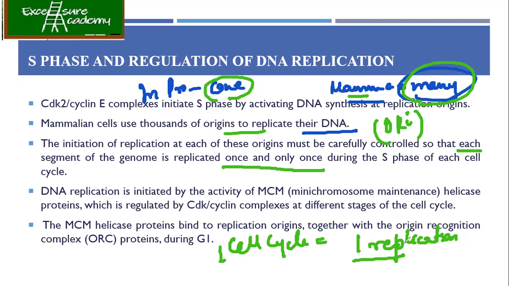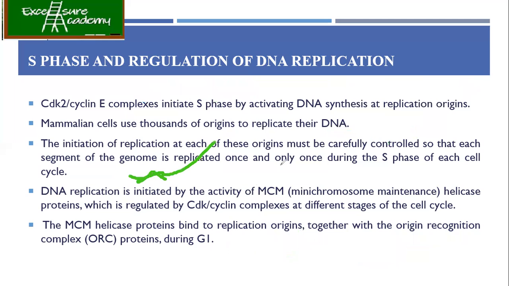So in one cell cycle you will have only one replication of the DNA. Now, DNA replication is initiated by the activity of MCM. These are protein terminology, and you have to remember them: mini chromosome maintenance helicase. Now why is helicase required? In order to start the replication. You know that the DNA is there, and it has to be opened. Then only in one direction and the other direction will your replication start. And for this we need helicase.